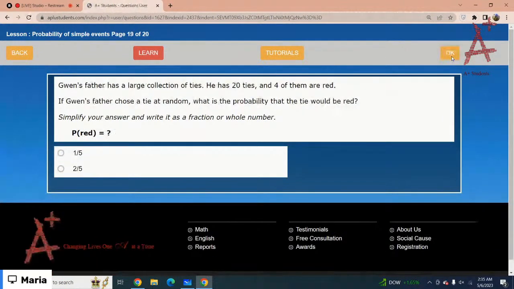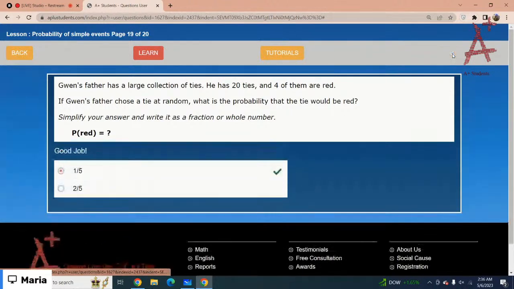Gavin's father has a large collection of ties. He has 20 ties and 4 of them are red. If Gavin's father chose a tie at random, what is the probability that the tie would be red? So which is the correct option? The total is 20, and 4 of them are red. So it would be 4 over 20, and when you simplify it would be 1 over 5. 4 times 1 is 4 and 4 times 5 is 20, so it would be 1 over 5.